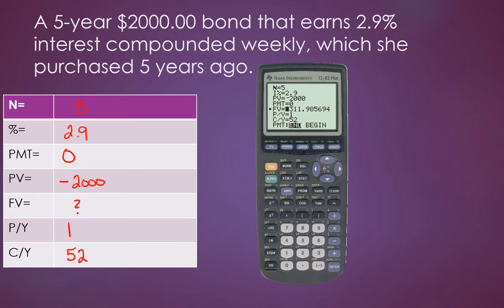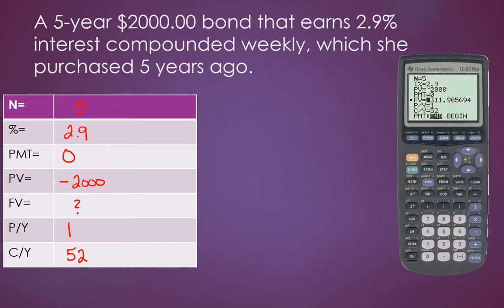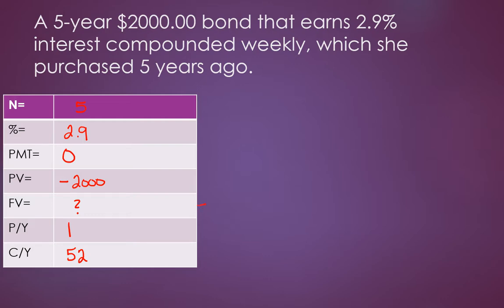Make sure you're rounding properly. So you want 2 decimals for money, and look at the third one to see what happens to this one. So her future value for this particular investment is $2,311.99. And you notice it was a positive value, so that tells us that it was money that was coming back to her. So that's all we need to do for this investment. We found the future value, we're good to go.